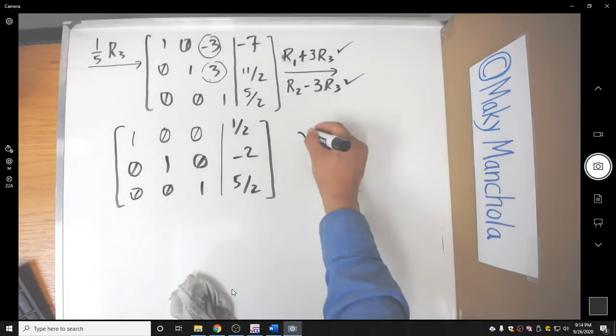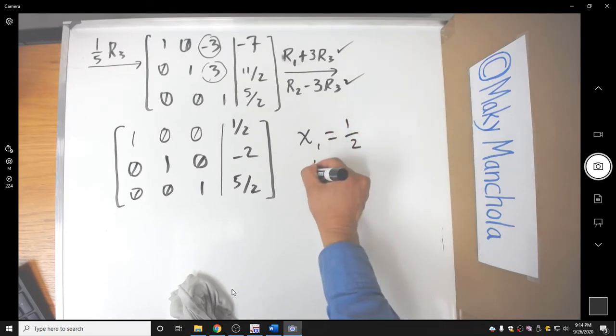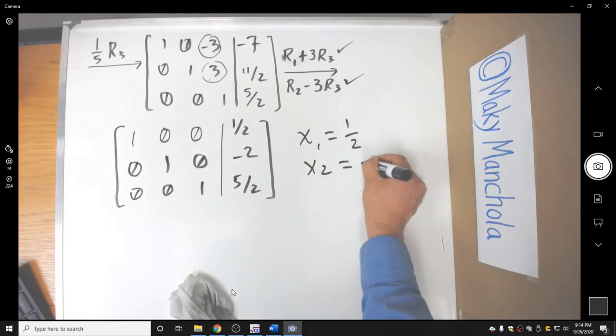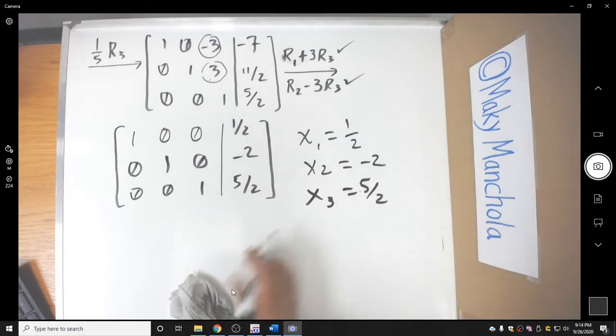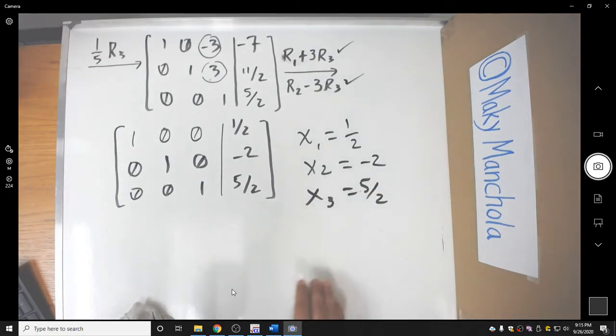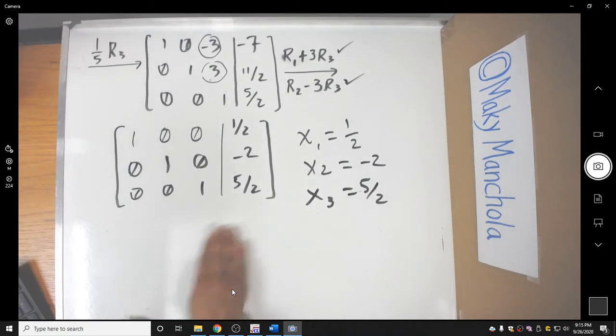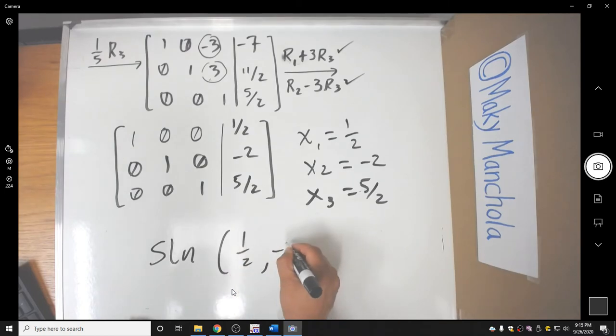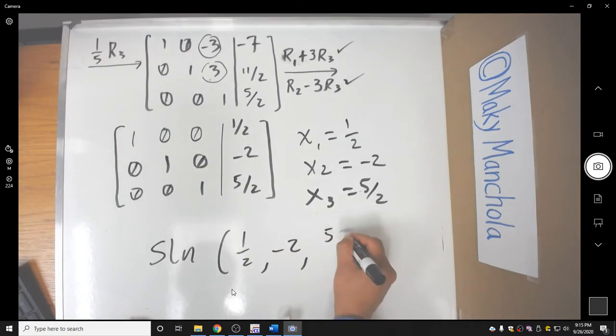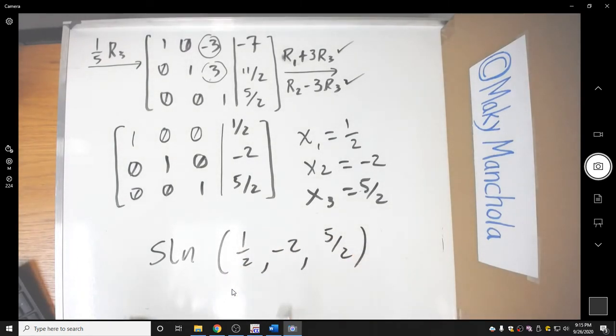x1 equals 1/2, x2 equals -2, x3 equals 5/2. So our solution as a 3-tuple, we could say is (1/2, -2, 5/2). That took a little bit long.